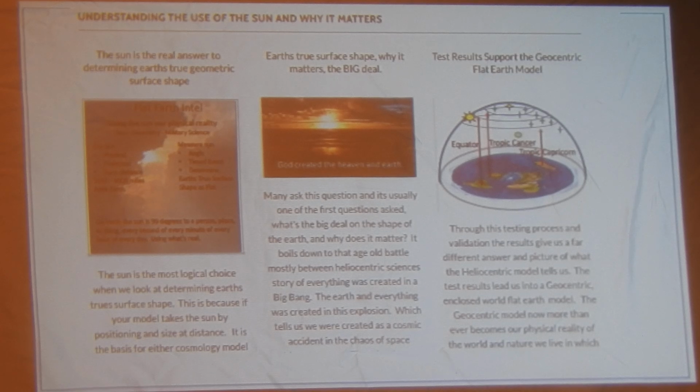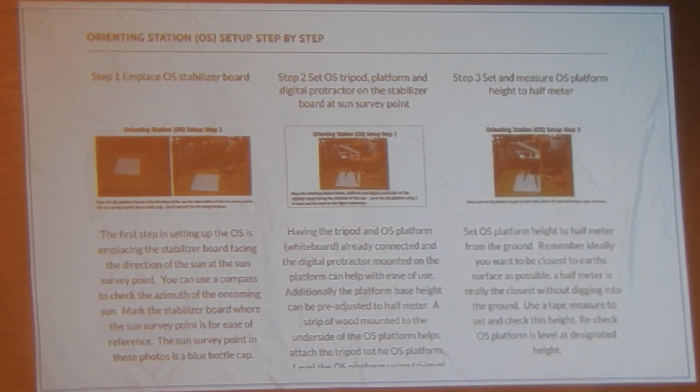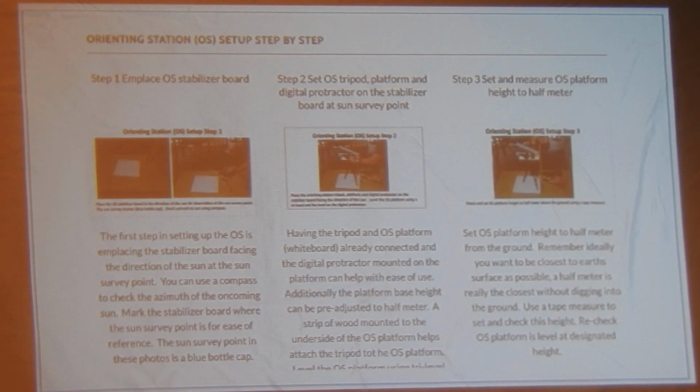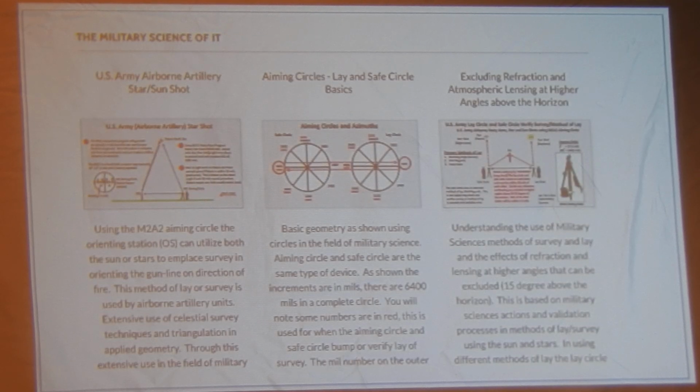Why we use the sun and why it matters. It's probably one of the longest and largest questions in mankind, whether it's a cosmic accident or creation. Those two answers people have searched for over centuries and decades and years, trying to figure out that answer. It also talks about the orienting station, how to set up an orienting station, how to actually do testing yourself. It's a very simple test, doesn't require a lot of equipment, very inexpensive. I've laid it out in a step-by-step process, as well as the required equipment.